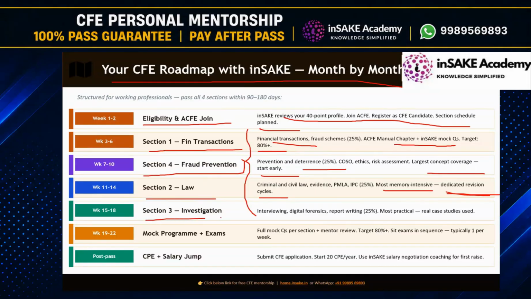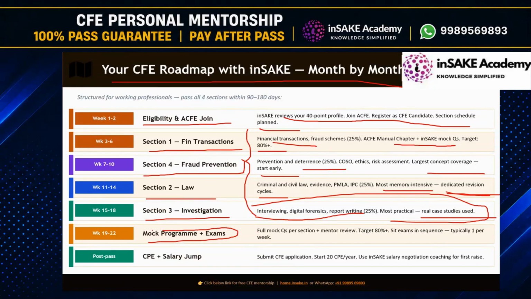And lastly, it is section 3, which is investigation. This includes interviewing, digital forensics, report writing, and it is most practical and situation based. So you have to make sure that you study real cases, which will be provided to you in the mock tests and the study material given to you by INSEC. Then you have to prepare using the mock exams which INSEC provides, and then you have to submit your CFE application. Start by 20 CAP per year and use INSEC salary negotiation coaching to make sure that you are able to negotiate and get your first salary upgrade or raise.